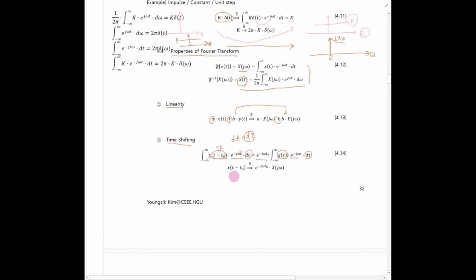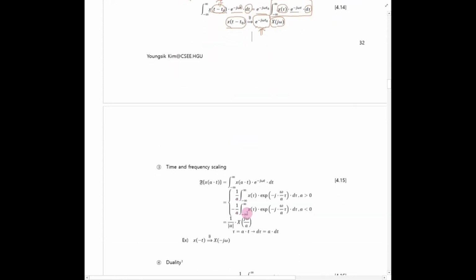Then the Fourier transform of the shifted version is X(j omega) times e to the minus j omega t0. So this shift just changes the phase of X(j omega), with the phase depending on omega times t0. The third one is time and frequency scaling.